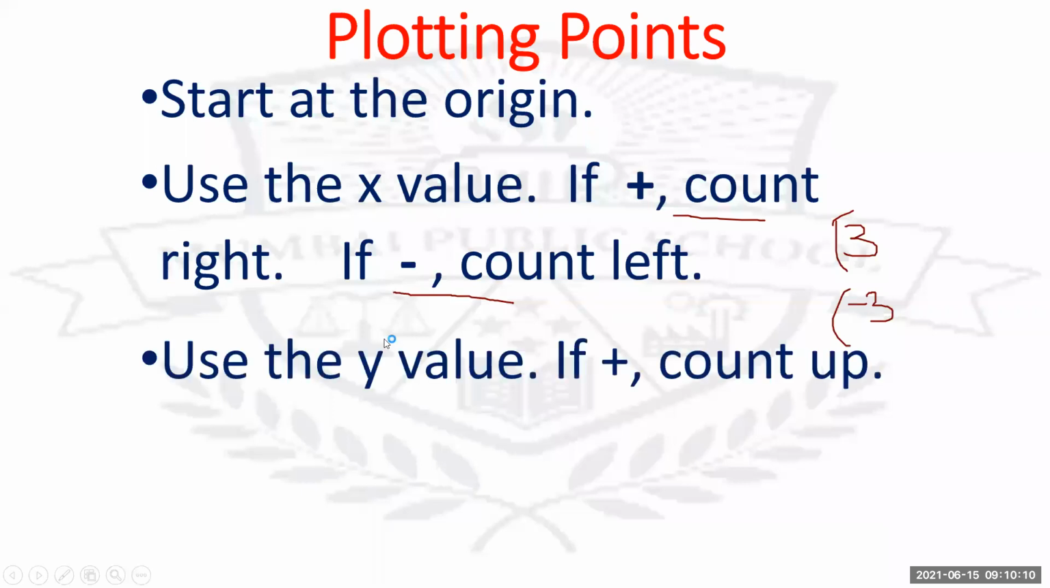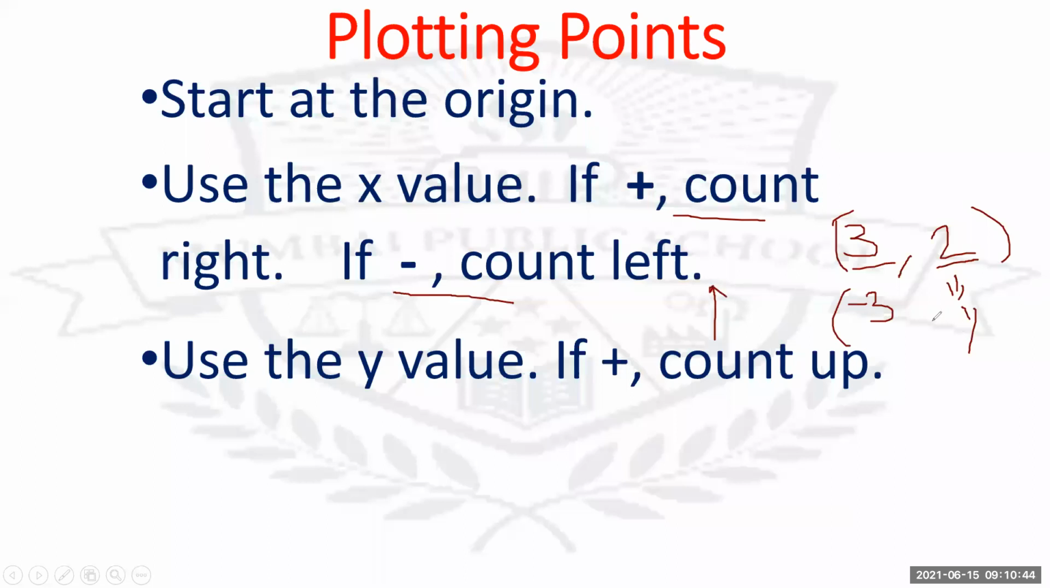Now, use the y value. If plus, you have to count up. For example, if the coordinates are 3 comma 2, so for 3, as I have already told, if it is plus, you will count towards the right. Now for 2, which is the y coordinate, for a plus number, you start counting up, in the upward direction.